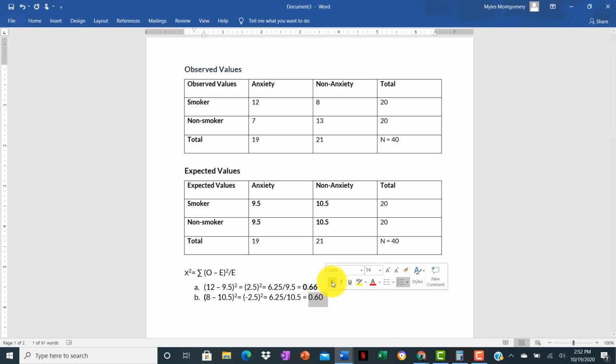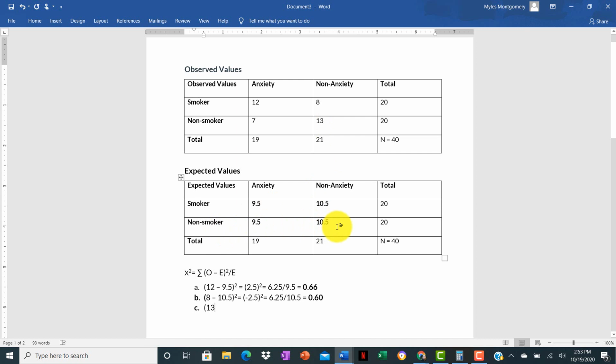So let's go ahead and set this one up. Coming down to the C. I call this the C. You can call it whatever you want. The observed value in this cell, which is the cell of non-smoker and non-anxiety, is 13 right here. Come down to the corresponding one here.